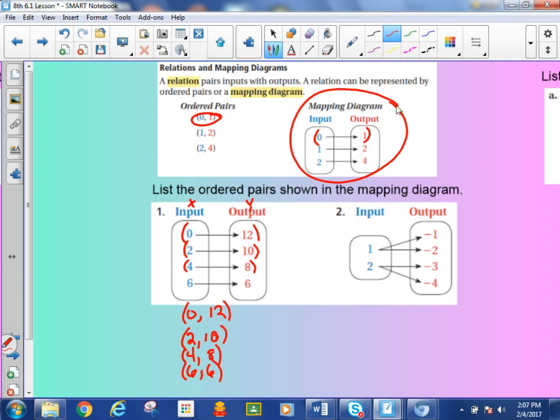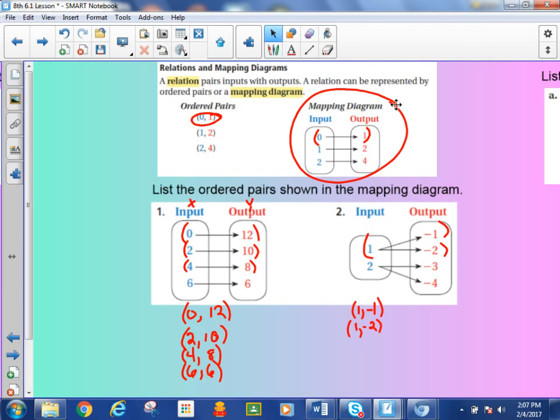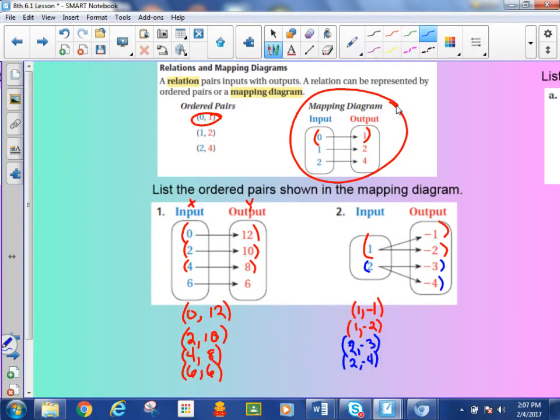Okay, and in number 2, we have inputs of only 1 and 2, but we have 4 outputs. Still the same thing. I've got 1, -1. I also have 1, -2. Just because there are only 2 numbers in the input does not mean I'm only going to have 2 sets of coordinate pairs. There are actually 4. Now I'm going to use a different color. I've got 2, -3, and then I also have 2, -4. So we still ended up with 4 sets of coordinate pairs.